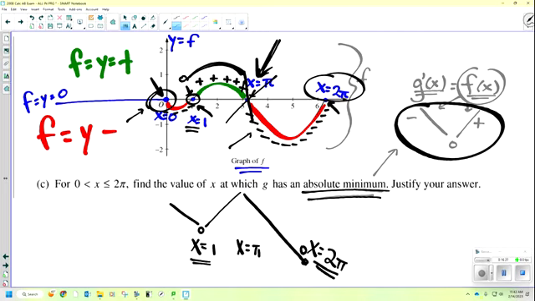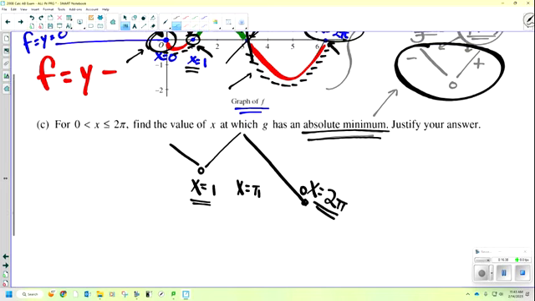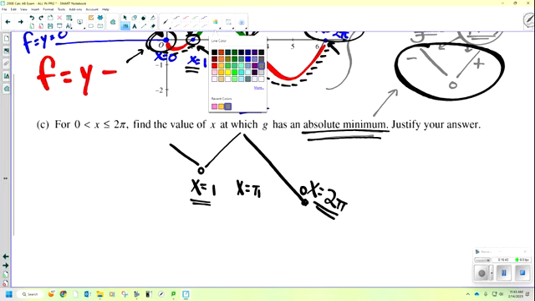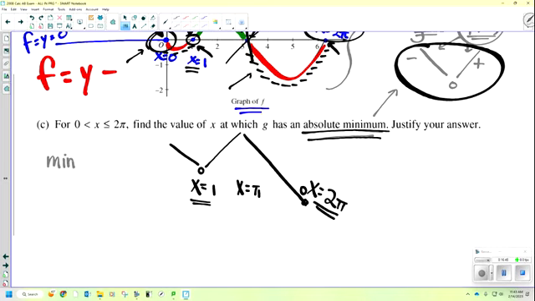But how do I justify that? First of all, let's state the obvious. And we're going to use words here instead of math, but we're going to describe the math that goes into it. Let me go into gray. So there are mins at x equals 1 and at x equals 2 pi, which is right here.